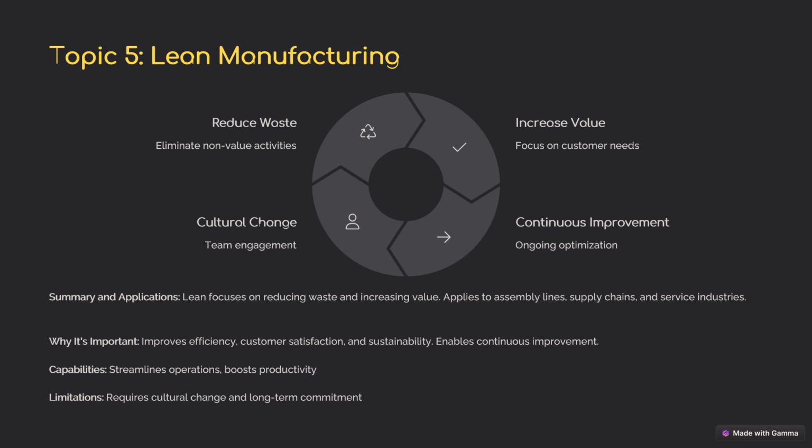Lean encourages team involvement, problem solving, and small ongoing improvements rather than big disruptive changes. The benefits are clear: faster production, better quality, lower costs, and, most importantly from a business perspective, happy customers. But implementing lean isn't easy. It requires a cultural shift. Everyone from managers to line workers needs to be on board, and it takes time. It is not a quick fix. Still, for companies that commit to it, such as Toyota, lean can be transformational.